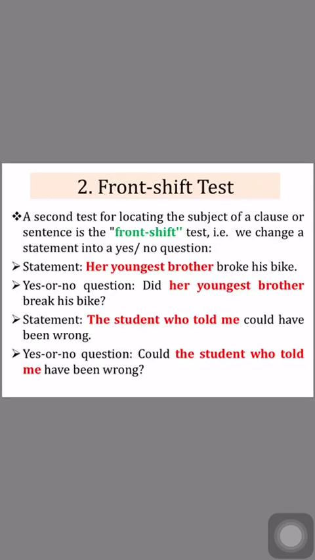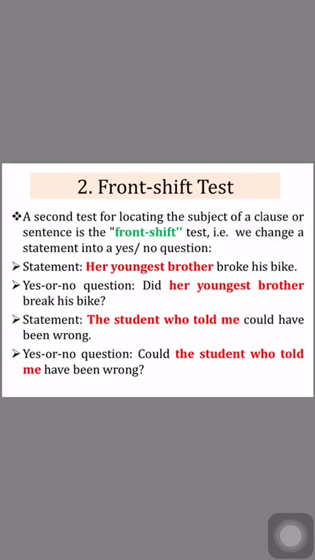So how is that? I might underline, put a line under his bike, then between two brackets I might say ask using what. So again in this case we are going to say what did her youngest brother break. What, number one; did, element number two; her youngest brother, number three. So again in a WH question the subject will be number three, other than two or one.